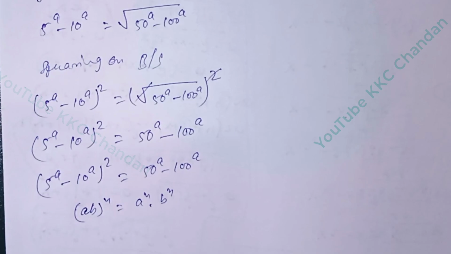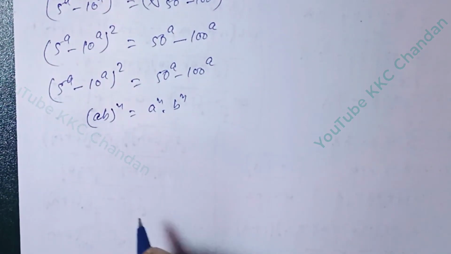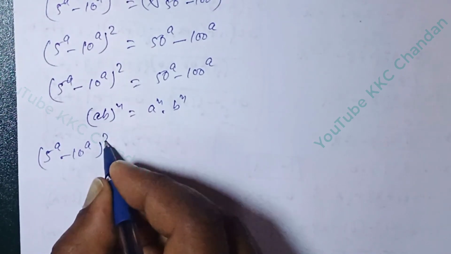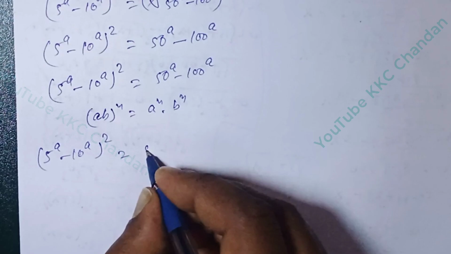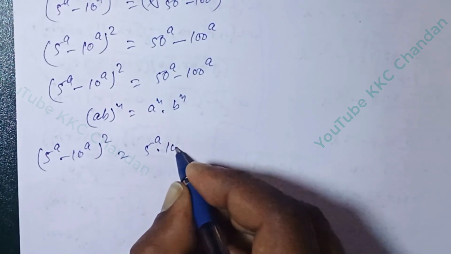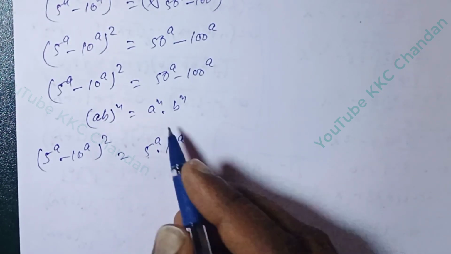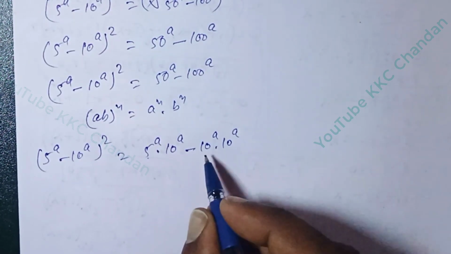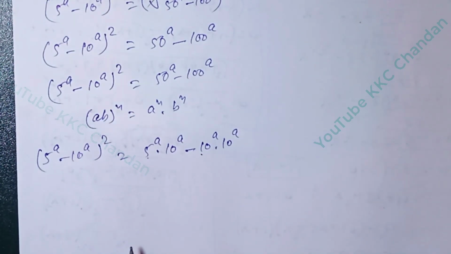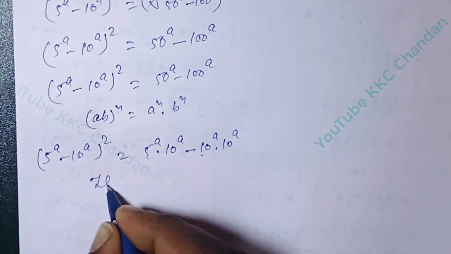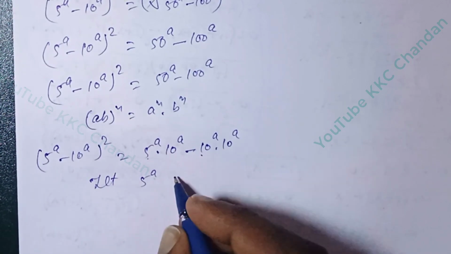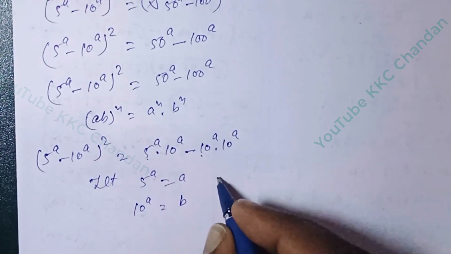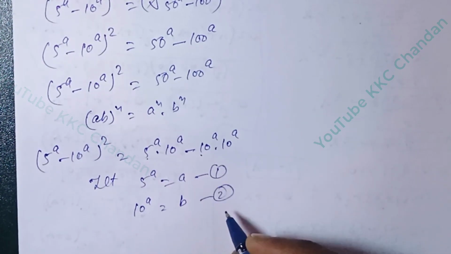Next step, (5^a − 10^a) whole square is equal to 5^a into 10^a. Here 5 into 10 means 50, minus 10^a into 10^a. Here 10 into 10 is 100. Next step, let us assume that 5^a is equal to A and 10^a is equal to B. This is equation number 1, this is equation number 2.